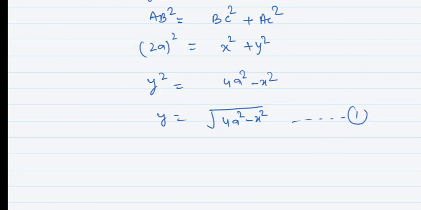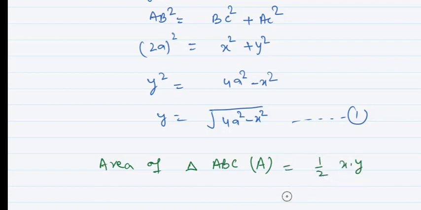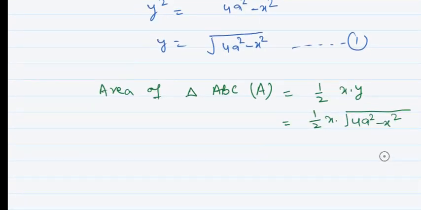Okay. Now we need to proceed towards the area. Area of triangle ABC, let me name it as function A, which is equal to half of X into Y. Okay. So we are getting half of X into Y, Y means square root of 4A square minus X square. Now we are ready with the function from where we can prove the two results very easily.